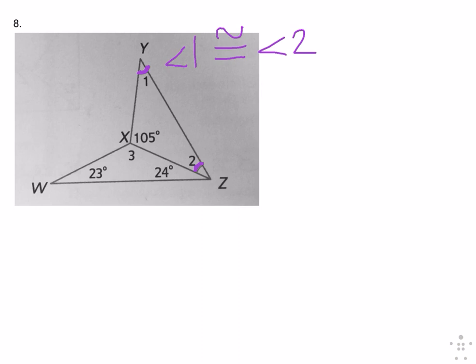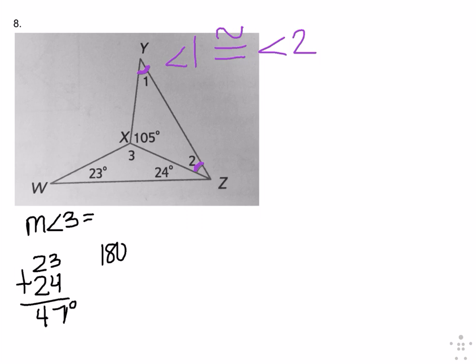Alright, let's go ahead and solve these angles. Probably the easiest right now to solve for would be the measure of angle 3. So we're going to add the other 2 angles that are inside triangle WXZ. 23 plus 24 gives us 47 degrees. And we're going to subtract that from 180.